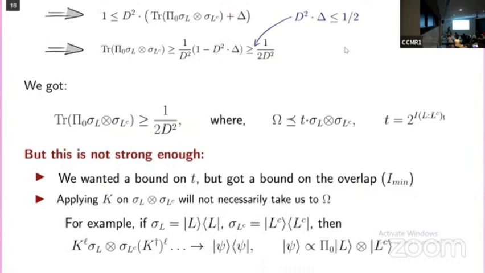It's not sufficient. We wanted a bound on T, but we got a bound on the overlap. Also, the fact that we get some state that has a nice overlap with the ground space doesn't mean that it will give us in the end an area law for the maximally mixed state. Remember, we wanted the maximally mixed state. If this is, for example, just a pure state, and we apply the AGSP on it, we will end up in a pure state. It will be just the action of the ground space projector on this pure state, which will also give us a pure state. So this is definitely not the maximally mixed state, and not strong enough.